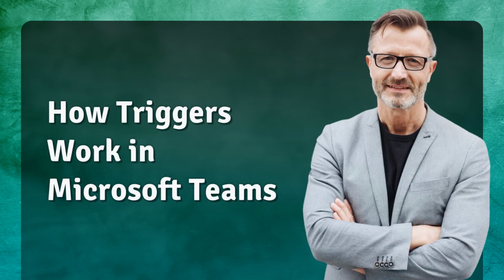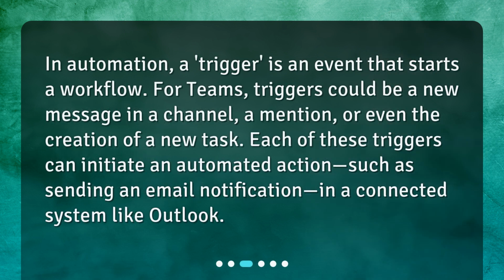How triggers work in Microsoft Teams. In automation, a trigger is an event that starts a workflow. For Teams, triggers could be a new message in a channel, a mention, or even the creation of a new task. Each of these triggers can initiate an automated action, such as sending an email notification in a connected system like Outlook.